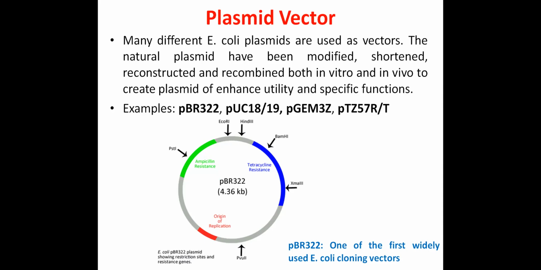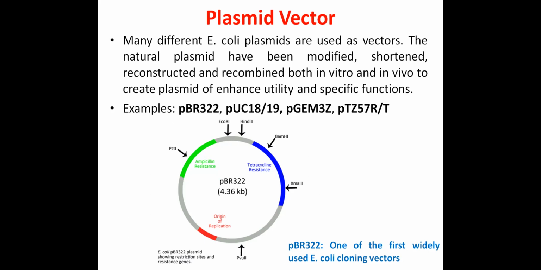and it is modified and restructured to create a vector or a vehicle which has enhanced utility and specific function that can be used for cloning or expression. Examples are pBR322, pUC18/19, pGEM, and pTZ57R/T. These are some of the examples of plasmid vectors.